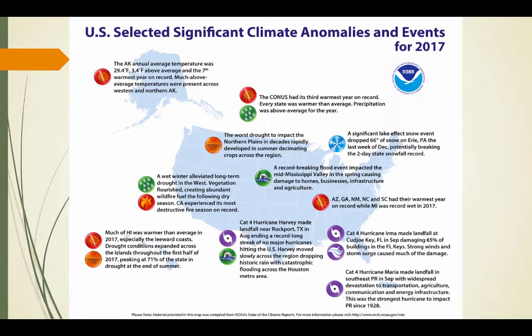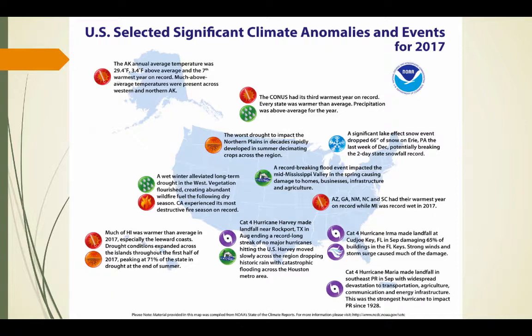So, for example, these are climate anomalies in 2017. So the contiguous U.S. had its third warmest year on record. Every state was warmer than average. Precipitation was above average for the year. And these are just some of the things that happened. So we know from the news, Hurricane Irma, Hurricane Maria, Hurricane Harvey. Arizona, Georgia, New Mexico, North Carolina, South Carolina had their warmest year on record.